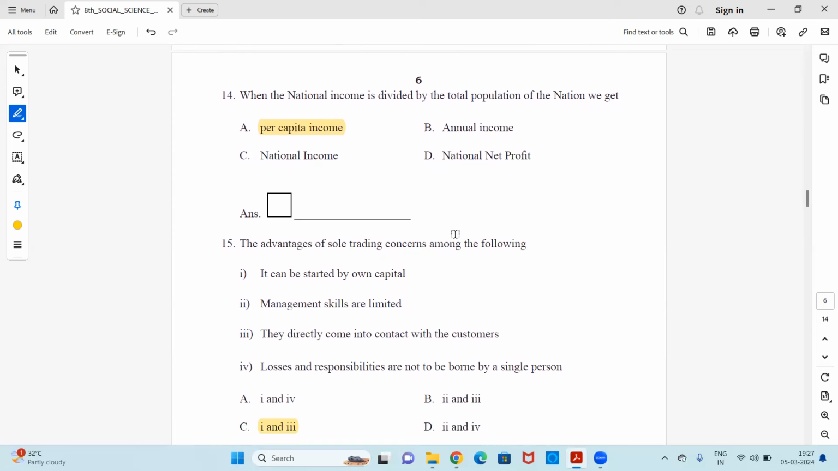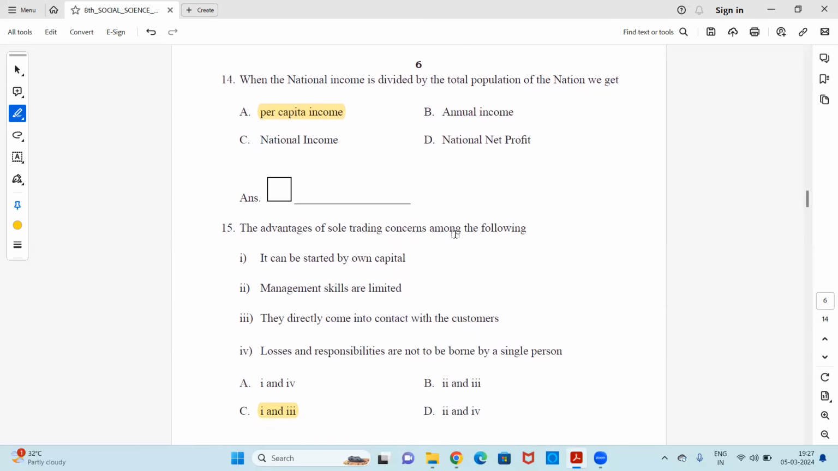Next, 14th, when the national income is divided by the total population of the nation, we get dash. Per capita income, annual income, national income, or national net profit? And the answer is option A, per capita income.